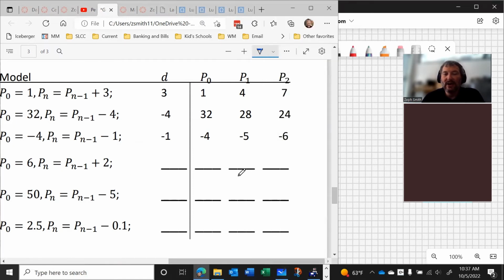So we have a few more here. First off, what is D for this next one? It's 2. Perfect. What's the initial value?